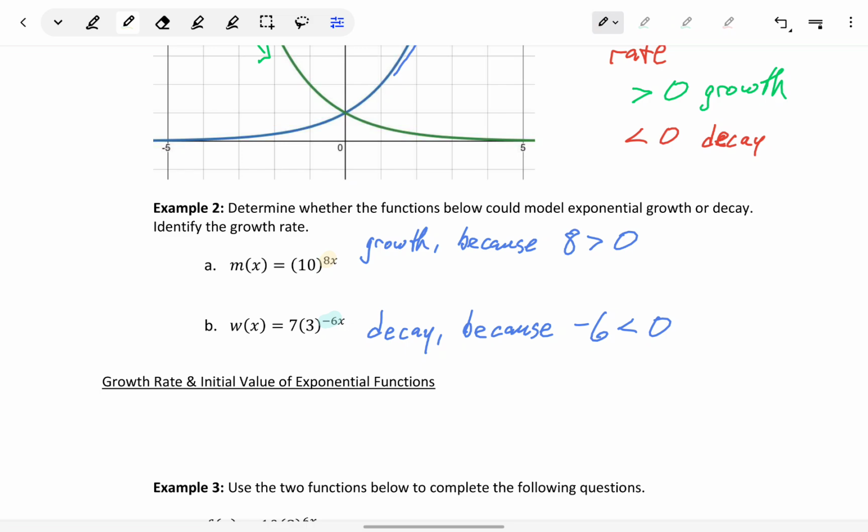And in each case, that value that we compare to 0 is the growth rate for the function. So for m of x in part A, our growth rate is 8. And for w of x in part B, our growth rate is negative 6. With again a positive value being linked to exponential growth and a negative value being linked to exponential decay.